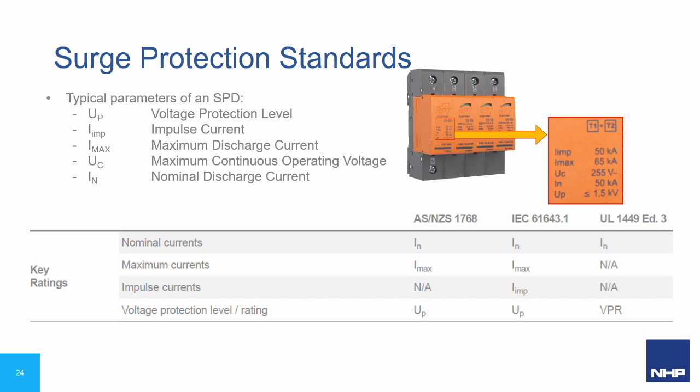Then there's the I max or maximum surge current, which is a measure of the ability of a surge diverter to conduct a large amount of current using the 8/20 microsecond test current waveform. Then there's the nominal current, IN. This rating describes the longevity of a surge diverter and its ability to withstand multiple impulses on the 8/20 microsecond test current waveform. And finally, there's the UC or MCOV, which is the maximum continuous operating voltage.